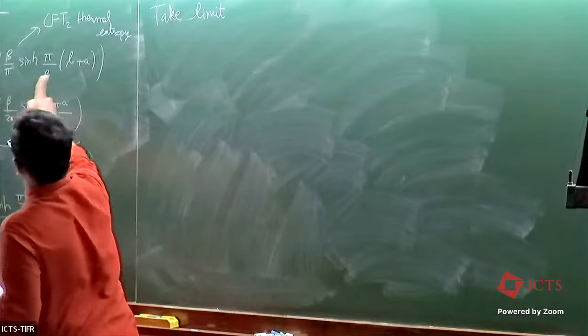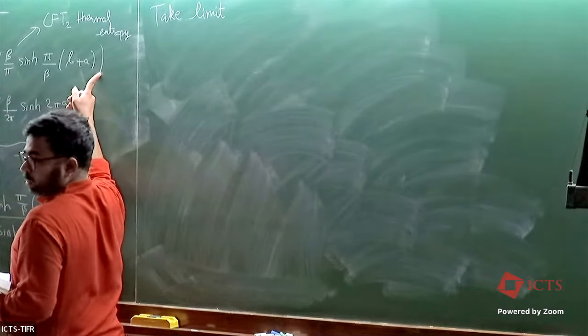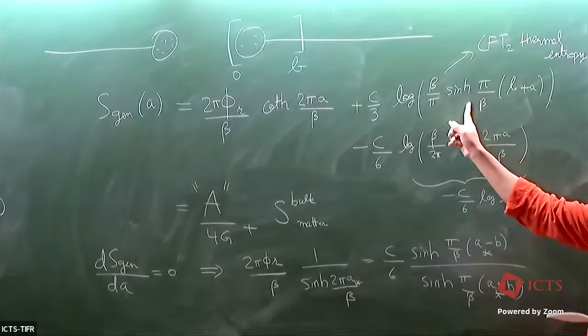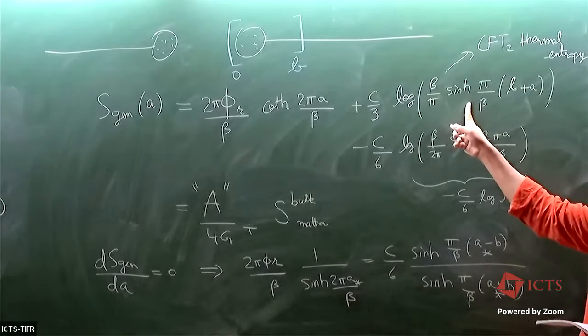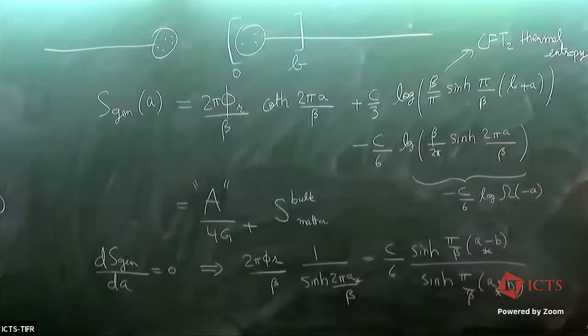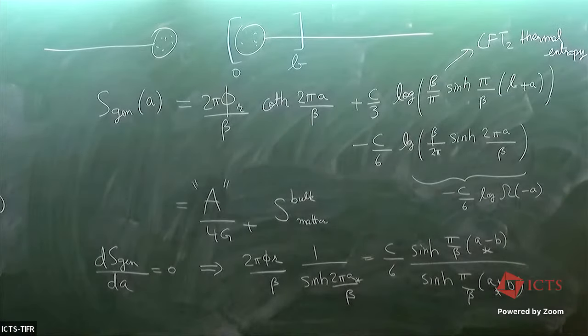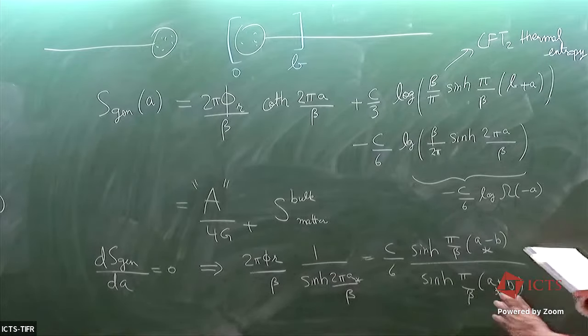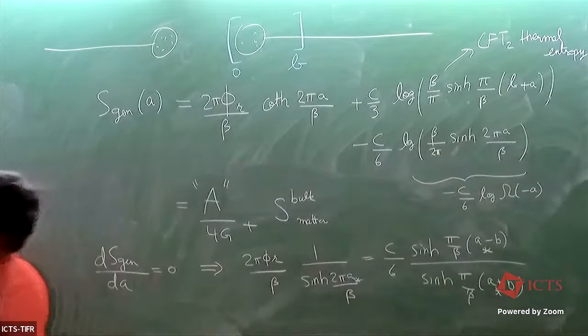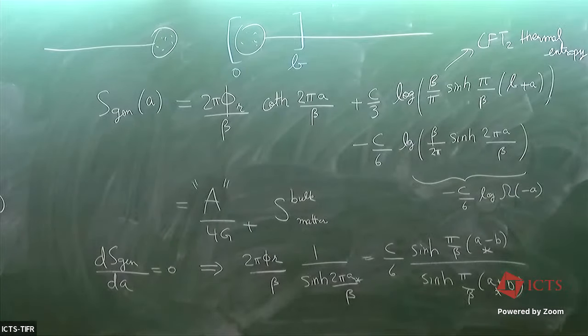This was in the thermal state. Vacuum didn't have this sinh, right? So we used an initial omega trick to calculate the thermal entropy of a CFT2, right? Here, the CFT in this region is in a thermal state, so that's what we are using. See, the CFT on this diamond is in a thermal state. It's being purified by this.